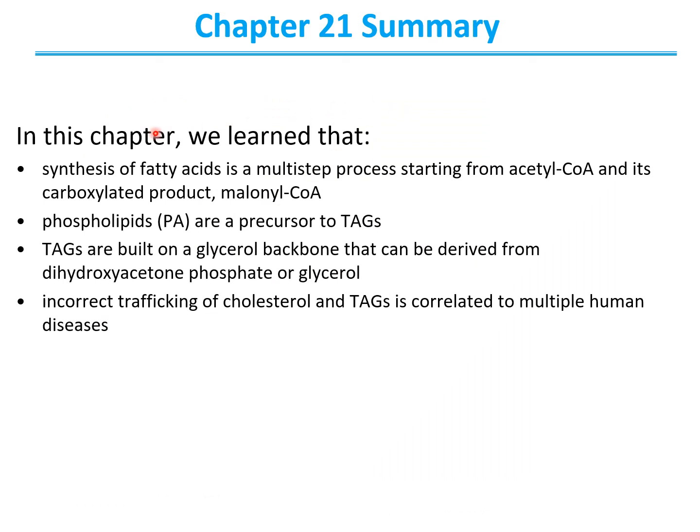Now, in this chapter, we have learned that fatty acid synthesis is a multi-step process. It starts from acetyl-CoA that needs to be released to the cytosol, and it is converted to a carboxylated product, malonyl-CoA. Malonyl-CoA is then the building block to generate the long 16-carbon chain. These fatty acids are then converted to a particular phospholipid called phosphatidic acid, which is the precursor to generate triacylglycerol. Triacylglycerides are built on a glycerol backbone that is derived from glycolysis, from dihydroxyacetone phosphate, or from glycerol, which is then phosphorylated.